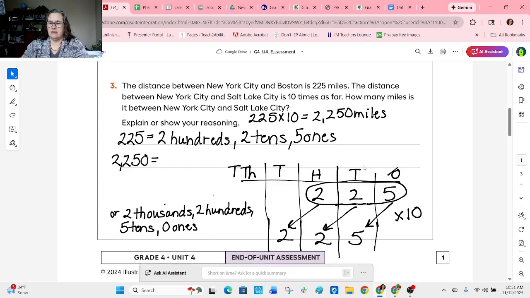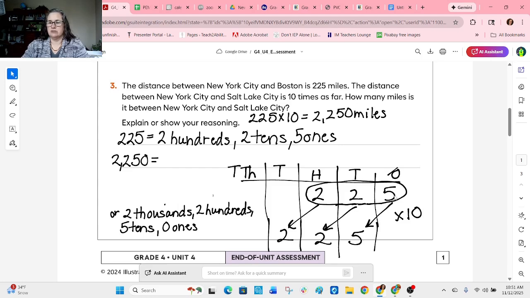I also can think about moving it on a place value chart. So the reason why a lot of students say, well, times 10 means add a 0. The reason why we add the 0 is because when we multiply a number times 10, we're shifting that number over to the next place value unit larger.